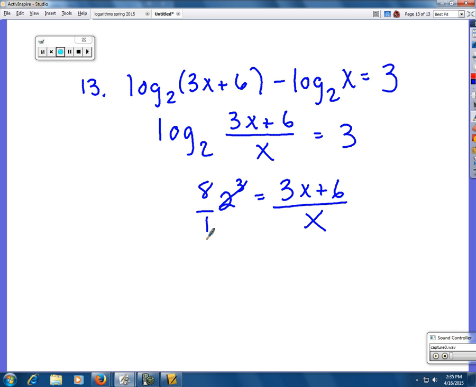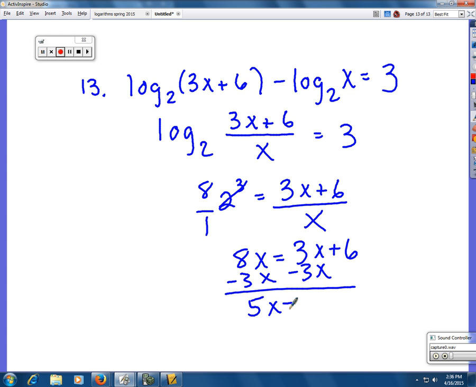So now I can cross multiply and I have 8x equals 3x plus 6. And I subtract 3x from both sides. So 5x is equal to 6. Divide by 5, and my answer is 6/5. Just check that real quick in your argument, and it's going to be fine because it doesn't make either of them negative. So the answer is 6/5.